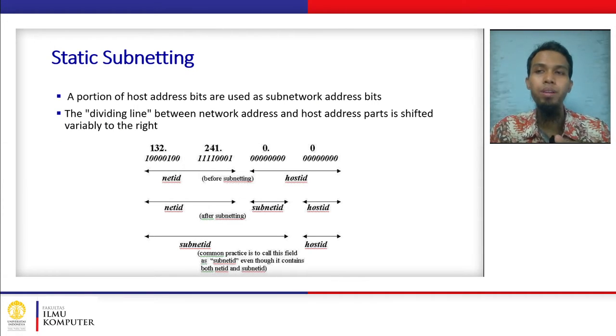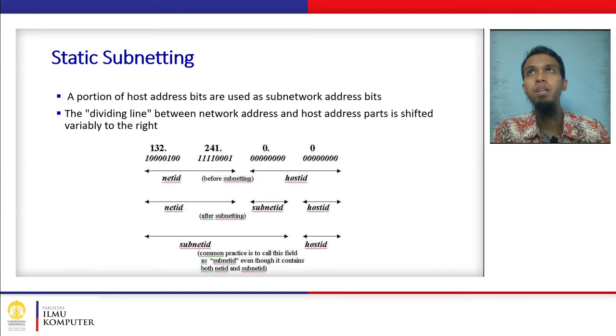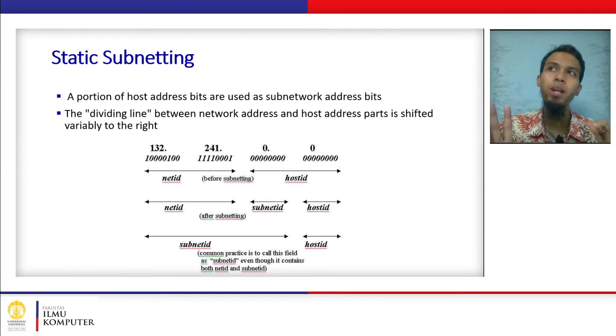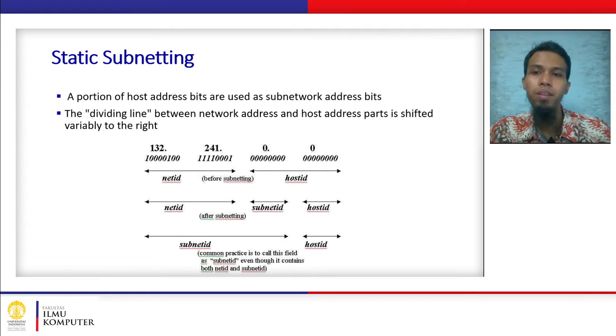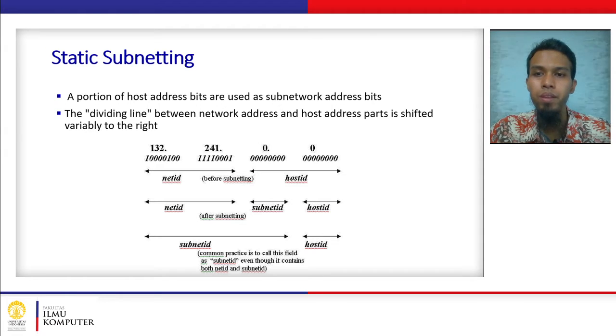Before we go into the technical details of static subnetting, let me give you the definition of static subnetting, or when we are asked to do static subnetting. Basically, in static subnetting, we are given one network address, and then we are asked to divide that network address into several subnets, a predefined number of subnets.